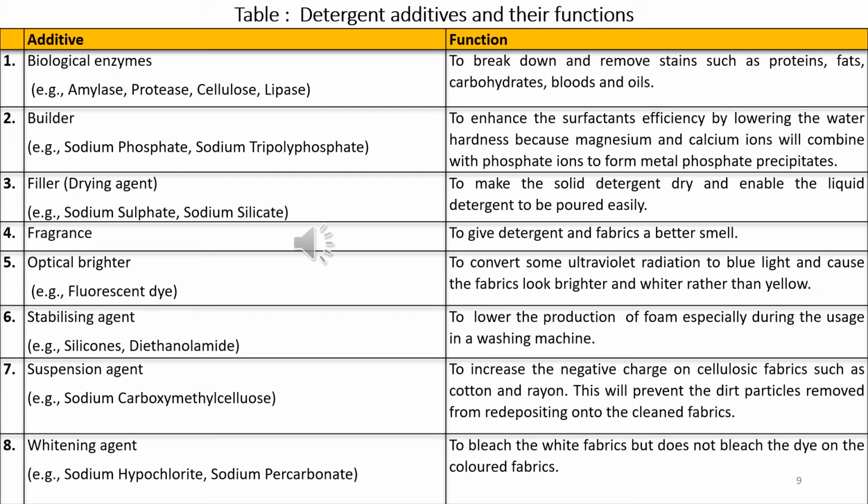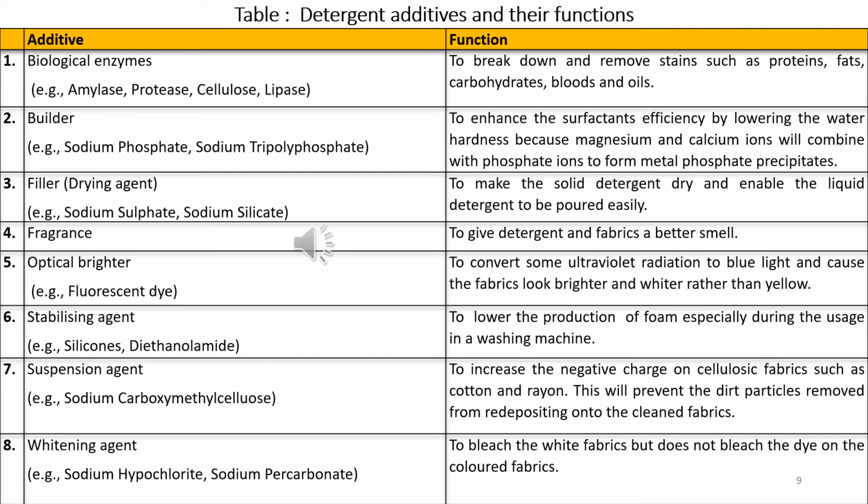Additives in detergents. There are different types of additives added in detergents, and these additives perform different functions. This table shows the detergent additives and their functions. Number 1 is biological enzymes. Examples of biological enzymes are amylase, protease, cellulase, and lipase. Their function is to break down and remove stains such as proteins, fats, carbohydrates, blood, and so on.